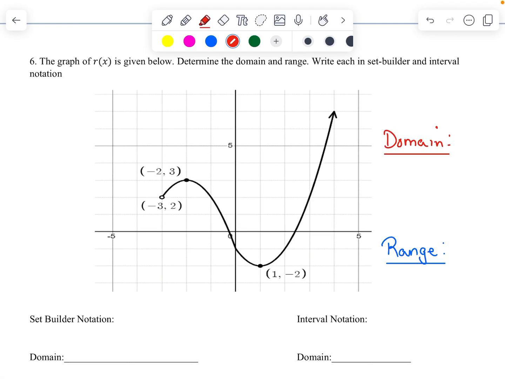Hello class, in this video I'll be showing you how to find the domain and range of a function given its graph. Let's begin. So in example 6 I have the graph of r of x. I'm going to start by finding the domain.